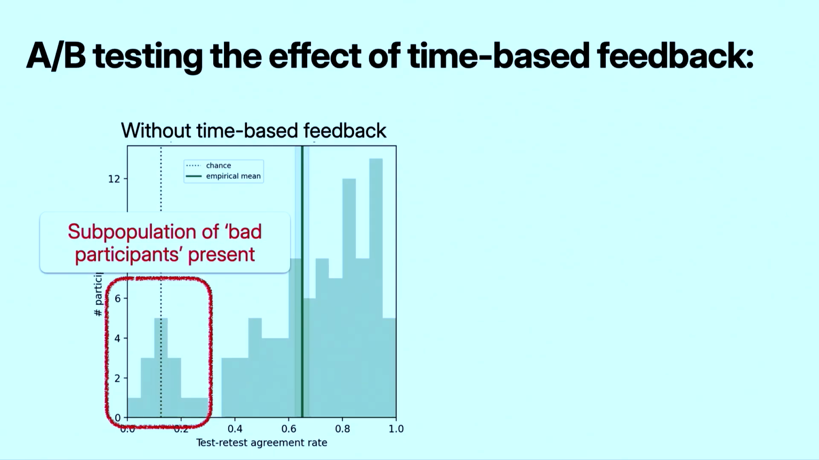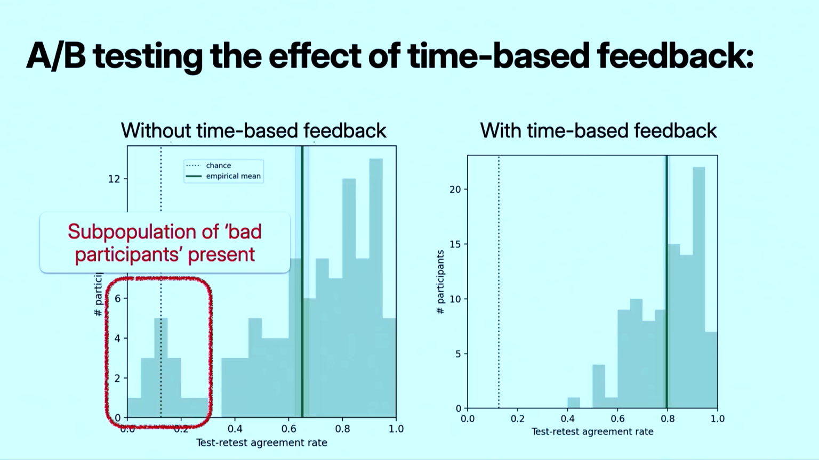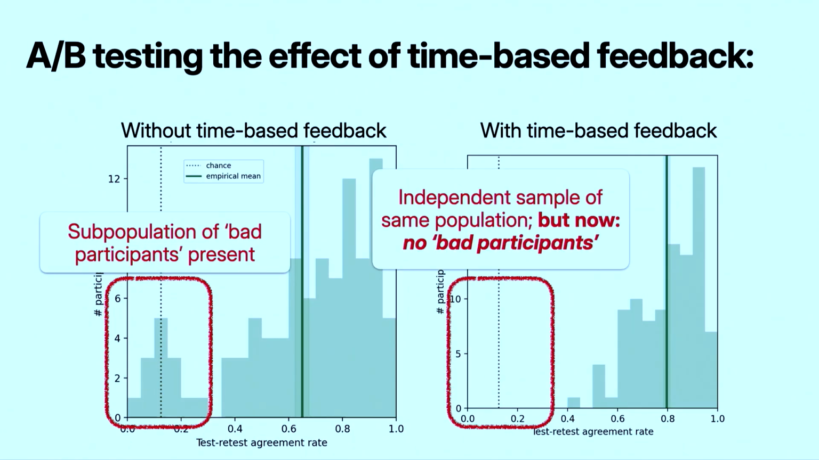But as soon as we add this little tiny micro tweak, which is just making people wait for a second if they get a trial incorrect, you can see that disappears. So this is the same exact population of subjects from which I've taken an independent sample, but now there are no, quote, bad participants.